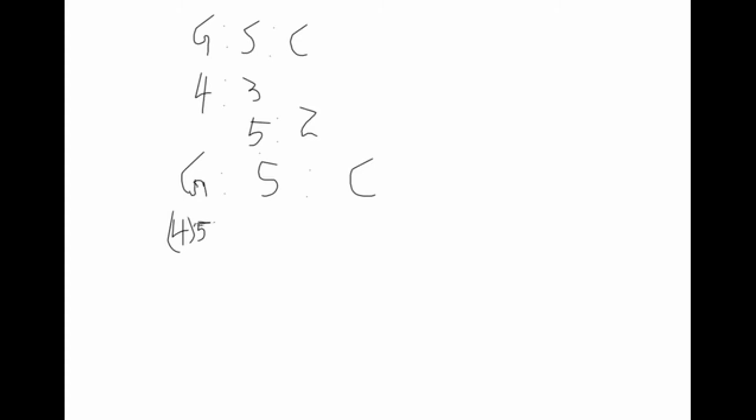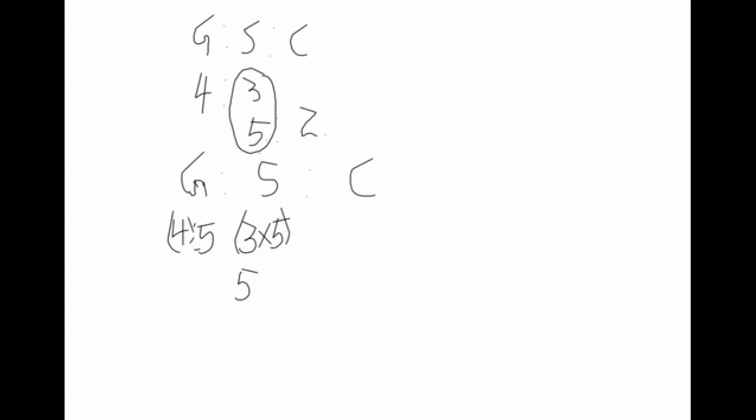So 4 multiplied by 5, then we have 3 multiplied by 5. Then the lower ones, that is 5 and 2, we multiply by 3, sorry. So we have 5. These are the two numbers that we are using, 3 and 5.